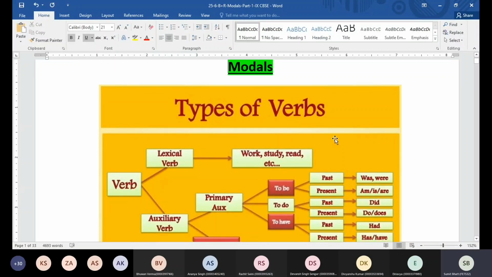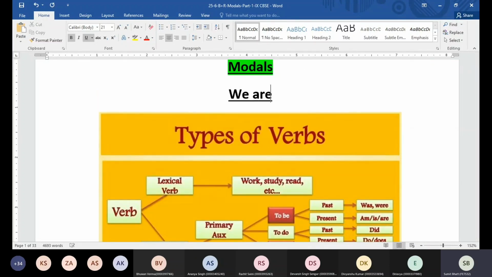Okay, any verb can be divided into two parts. How many parts can we divide the verb into? Two. One is going to be our main verb and one is going to be our helping verb. For example, if I say we are studying.